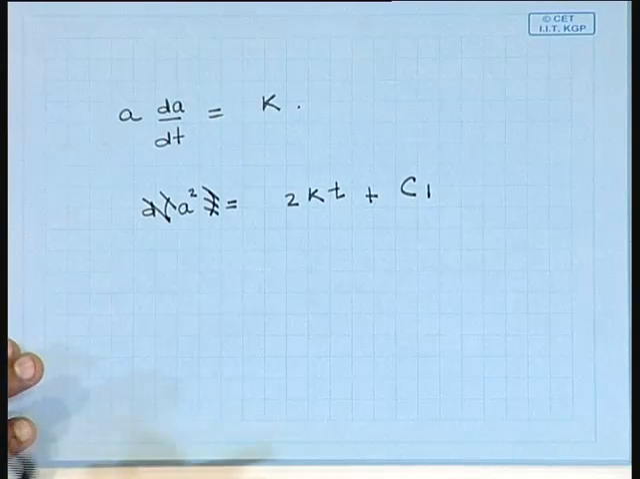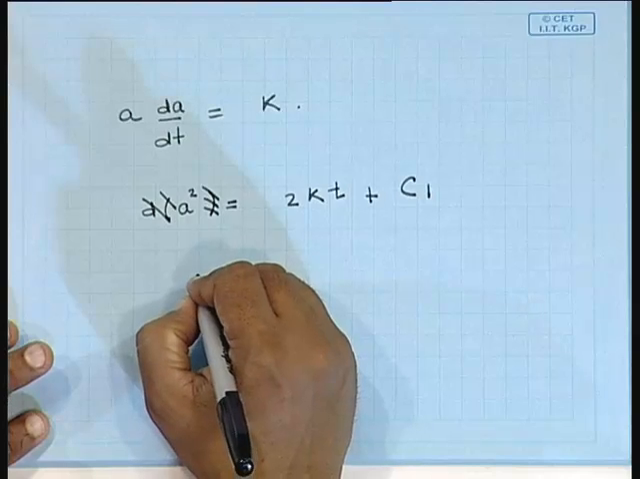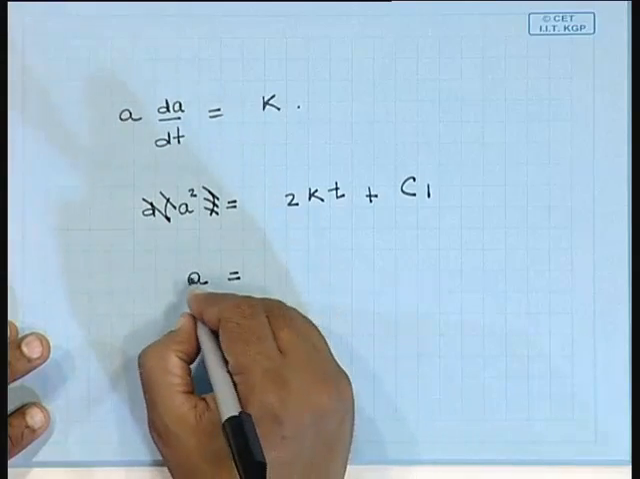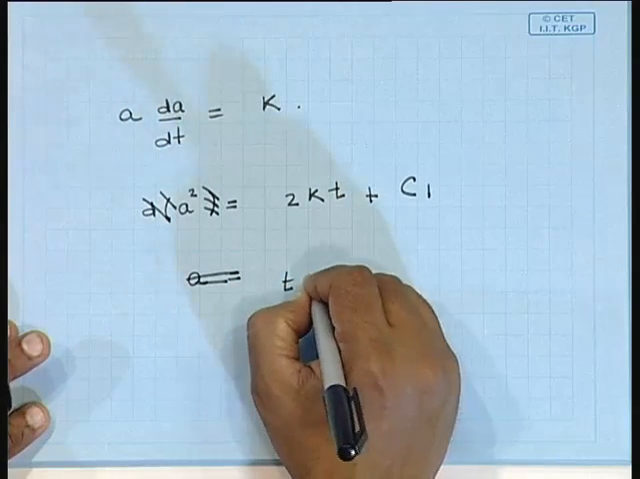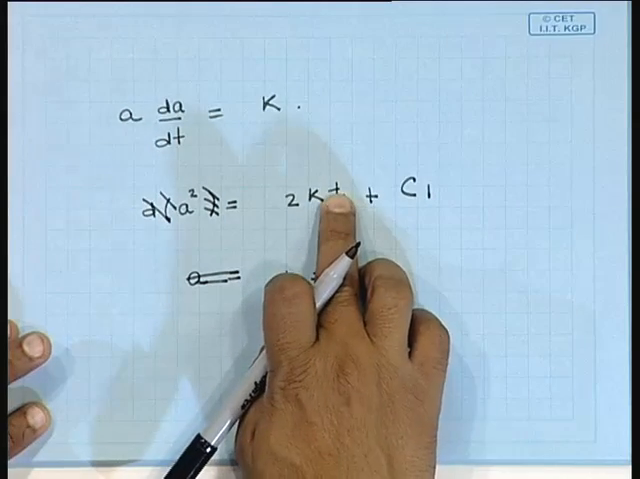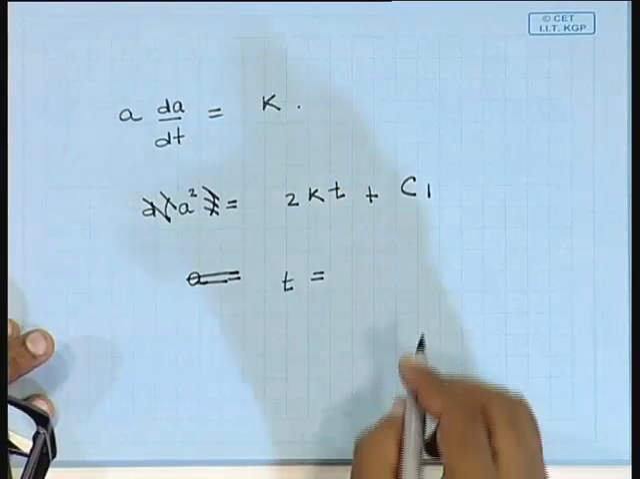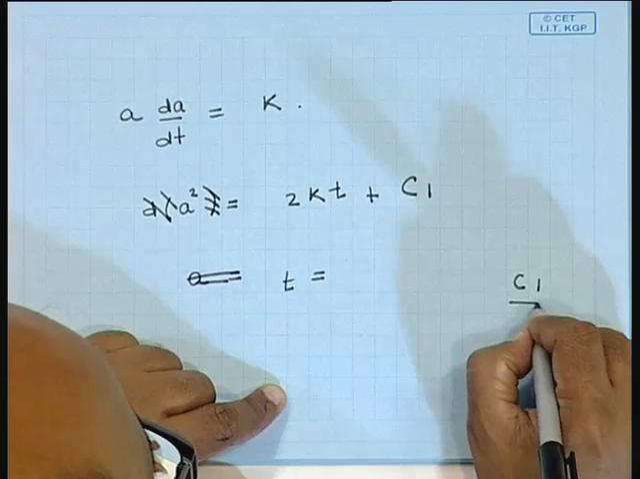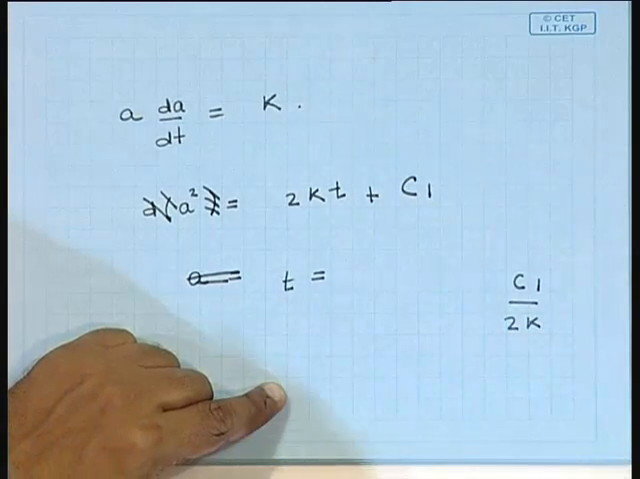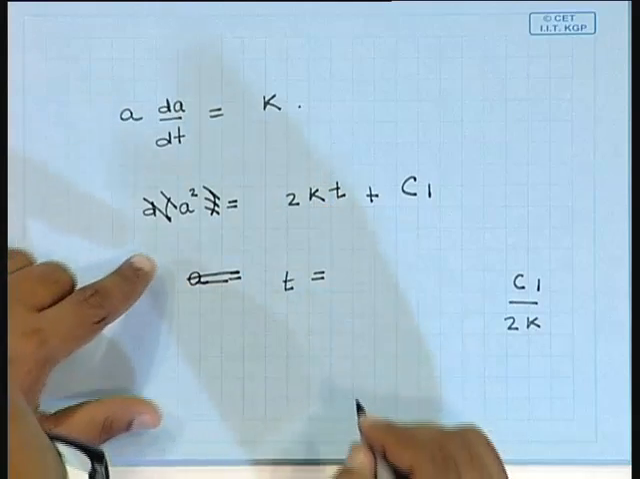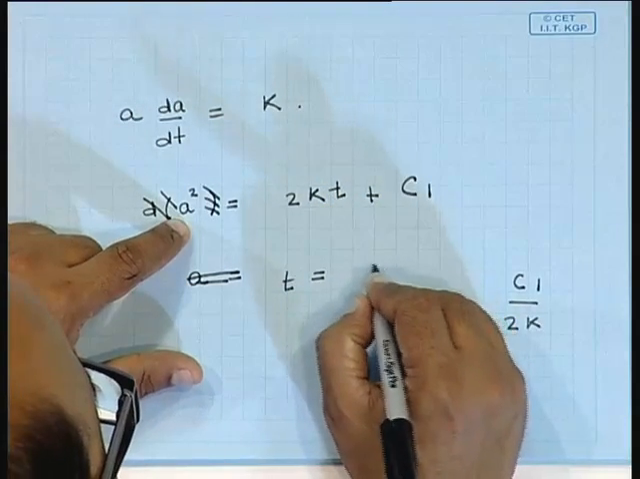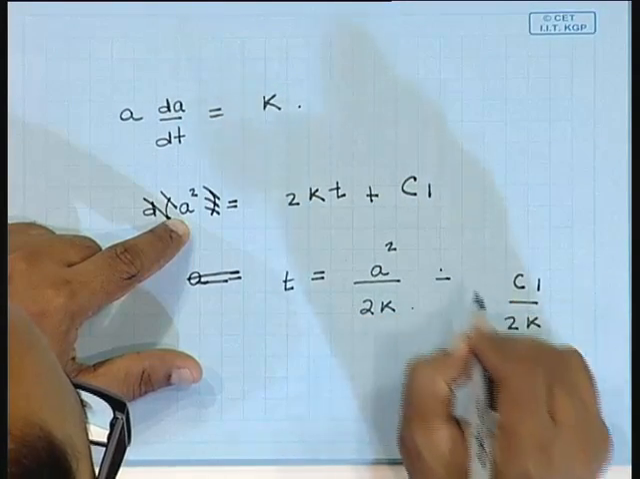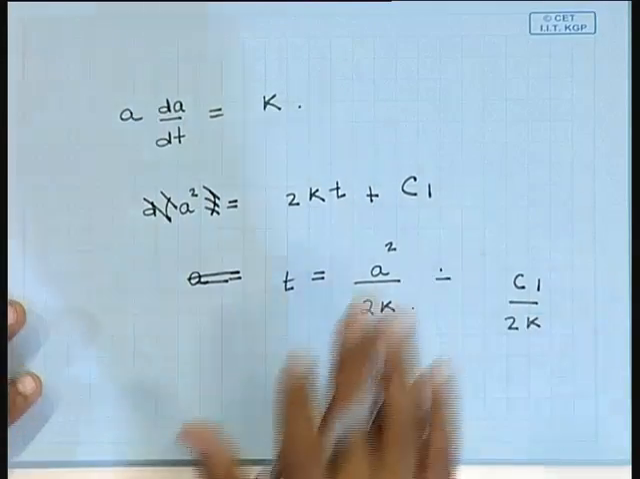And so, this gives us the fact that A is equal to, rather I can write it the other way around, T is equal to, so I want to write the time T is equal to C1 by 2k, and I have a square, some constant, this is a constant.